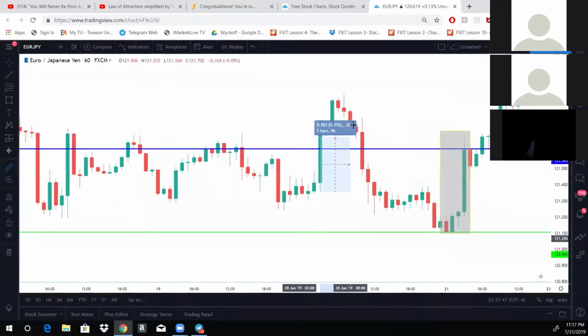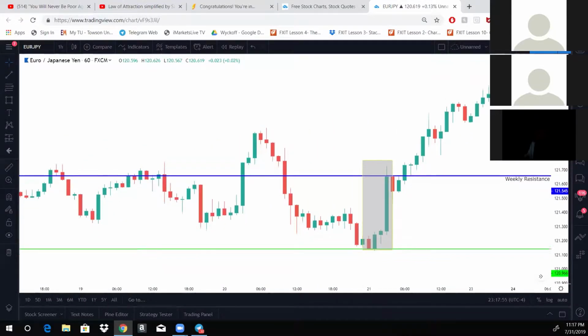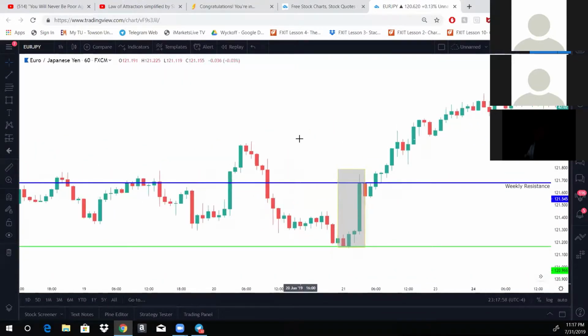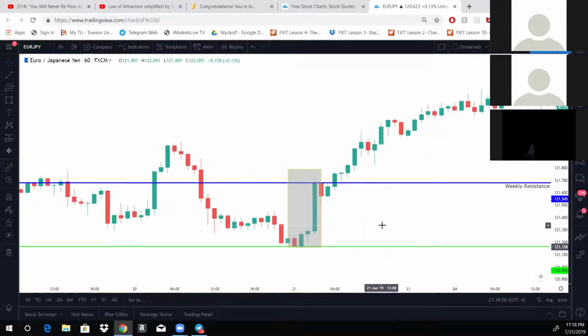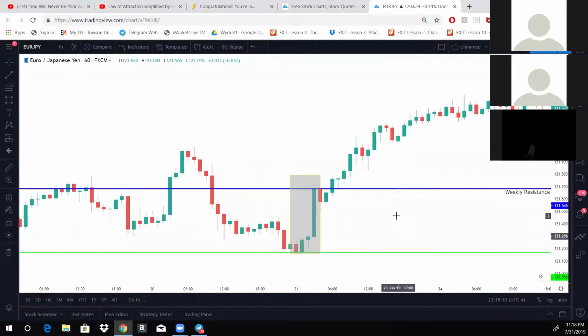Let's do it from here. It already made a move for about 63 pips, 64. And obviously you don't want to enter after that big move has already been made. You want to try to enter as close to these key zones as possible. And that is where, like I mentioned, you look for those candles. So that was the example of one.